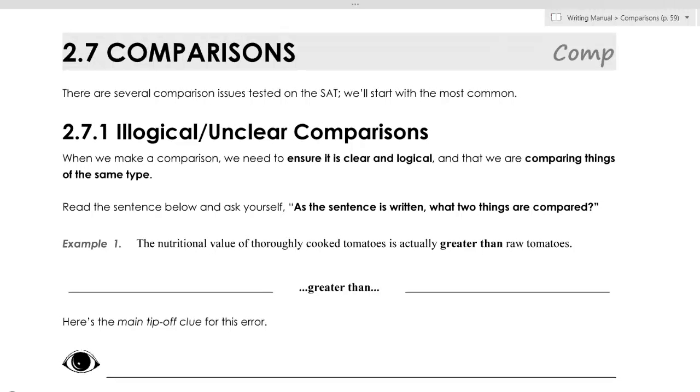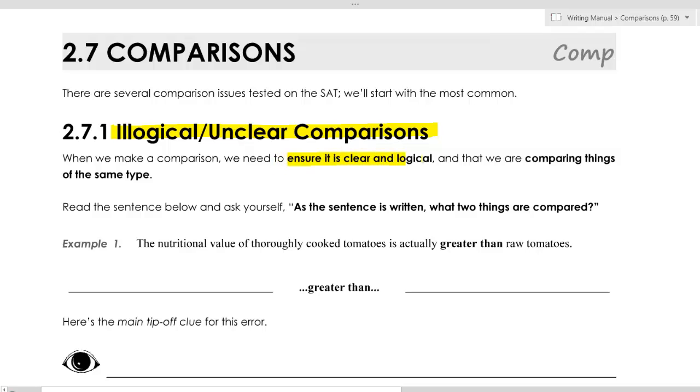Grammar rule number 7, comparisons. This is page 59 of the writing manual. So the SAT tests several different comparison issues, the first and most common of which are illogical or unclear comparisons. I'm going to go ahead and highlight that.